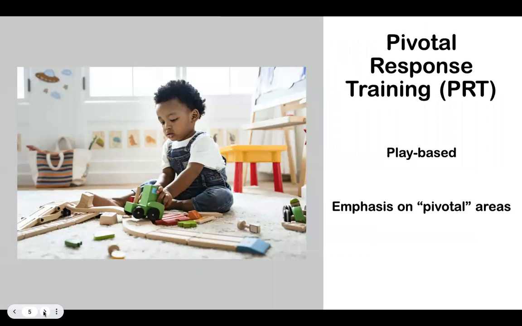Pivotal response training is a naturalistic behavior treatment for autism that is play-based and child-initiated. There is an emphasis on pivotal areas of a child's development. The idea behind it is that by focusing on pivotal areas, PRT produces improvements across other areas of social skills, communication, behavior, and learning. Some examples of pivotal areas include motivation, self-management, and initiation of social interactions.